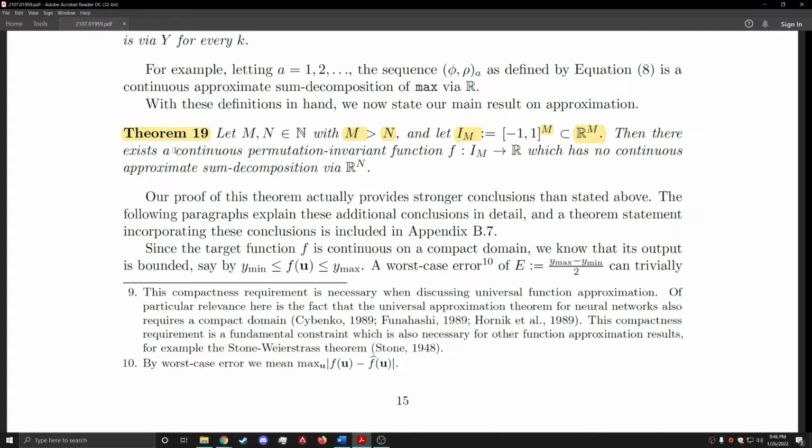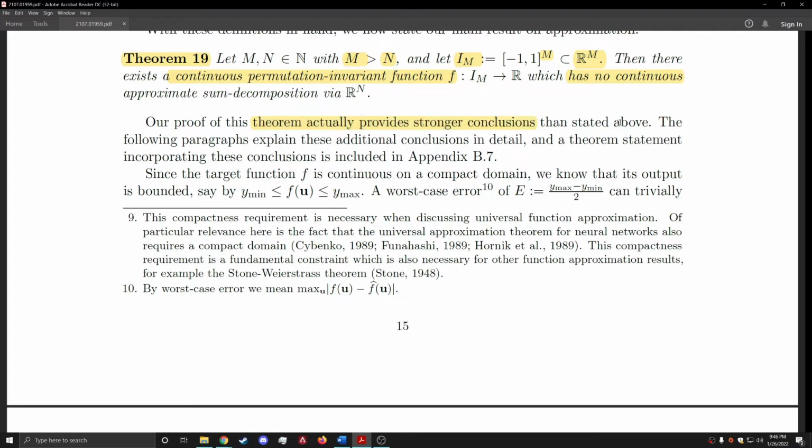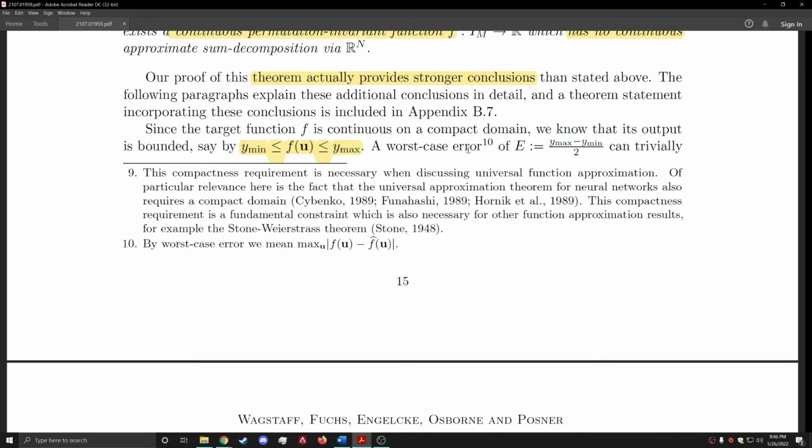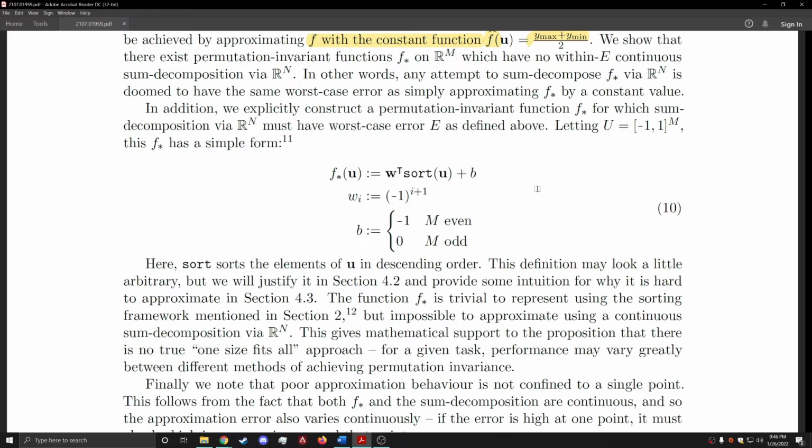Then there's going to exist a continuous permutation invariant function f, which has no continuous approximate sum decomposition via r sub n. You cannot represent it if you have one less than the dimensionality of the set. So this proof is actually going to be stronger. We are going to have just your basic function. You have your worst case error if you just try to make some f with a constant function f of u is equal to this. That's great and all. But let's get into the important thing.